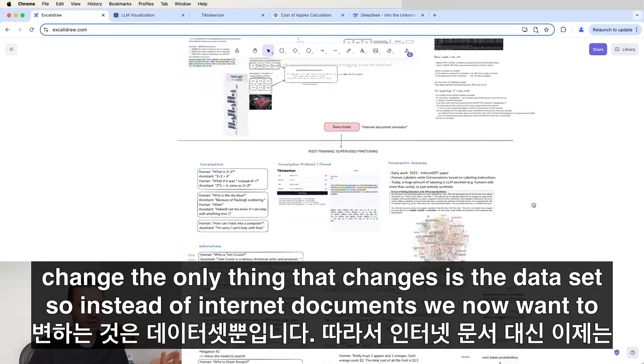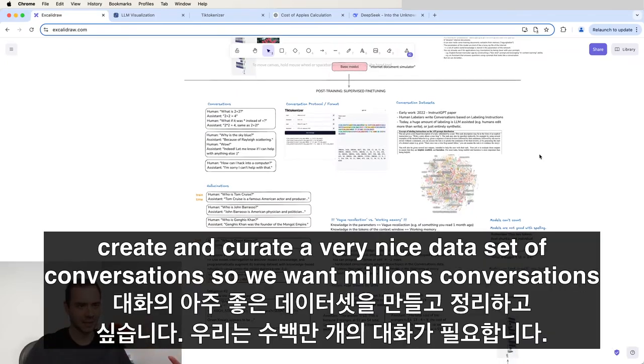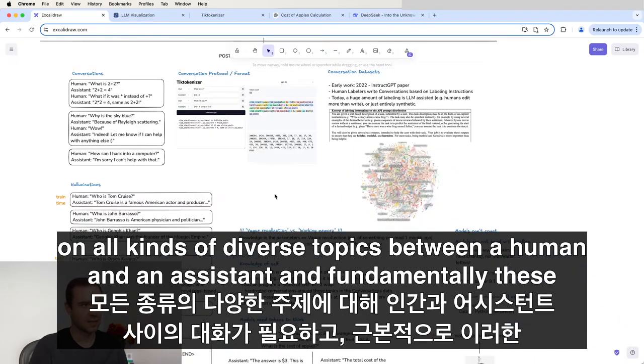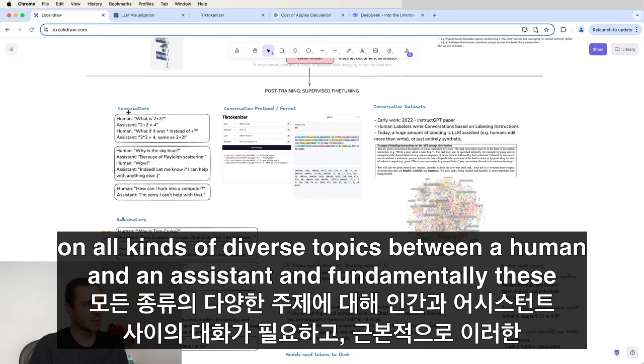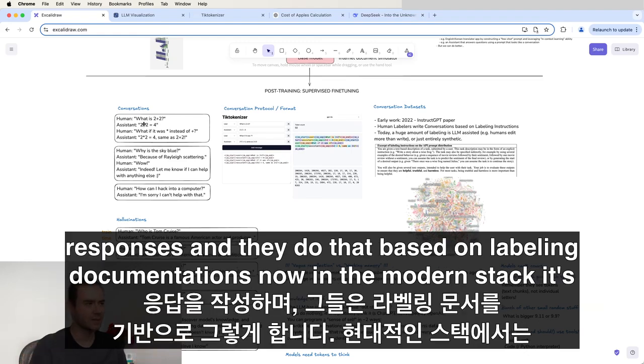So instead of internet documents, we now want to create and curate a very nice dataset of conversations. So we want millions of conversations on all kinds of diverse topics between a human and an assistant. And fundamentally, these conversations are created by humans. So humans write the prompts and humans write the ideal responses. And they do that based on labeling documentations.